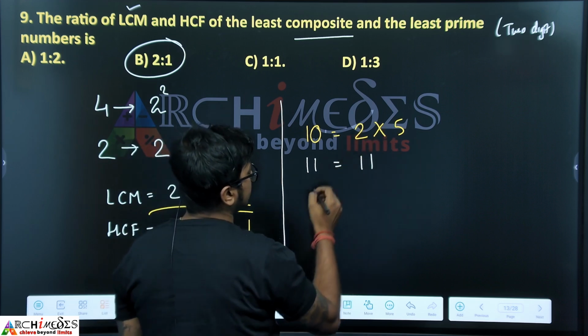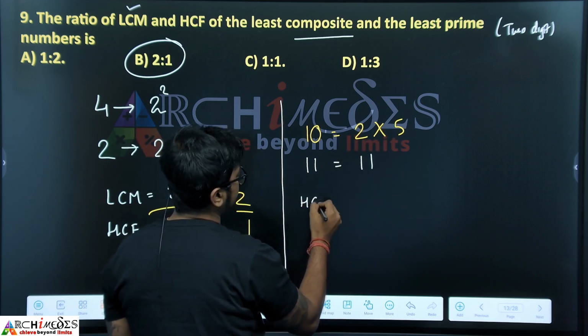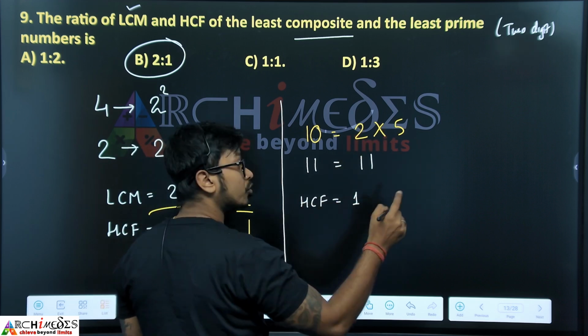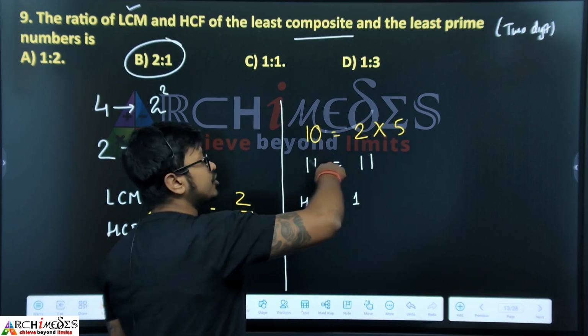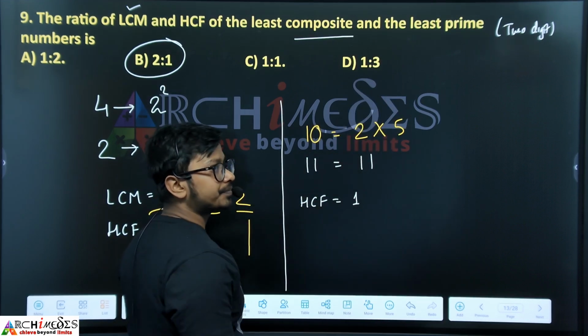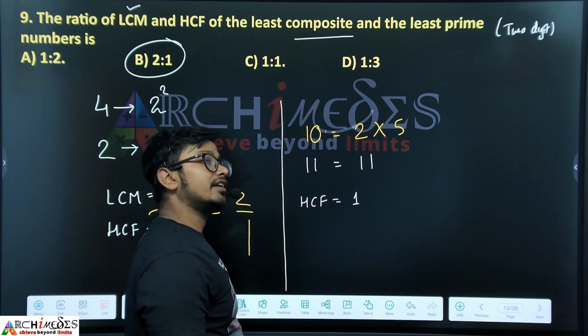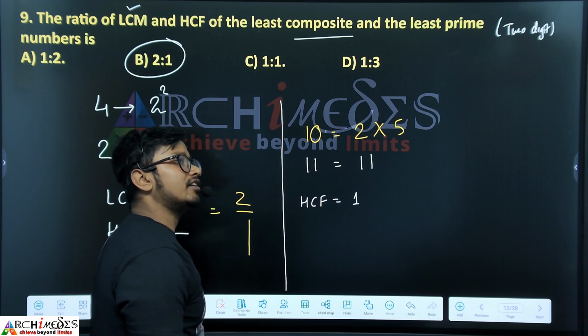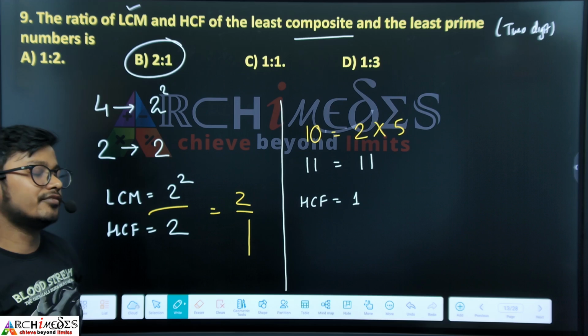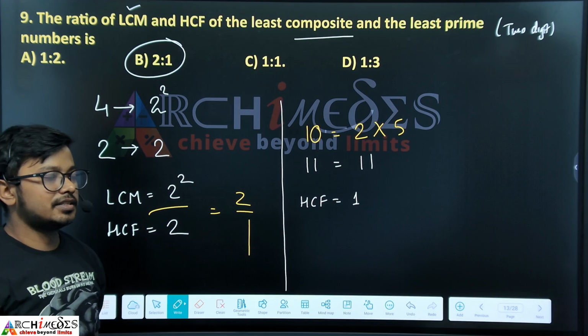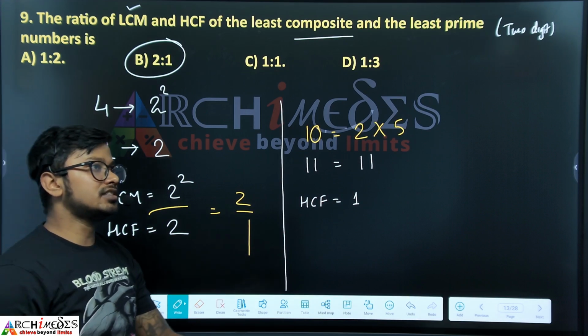So clear? So what is the HCF, dear? So HCF is 1. One more thing, note: the HCF of consecutive numbers is always 1. Take any consecutive numbers, the HCF is always 1. Yeah, take 15, 16, it's always 1.